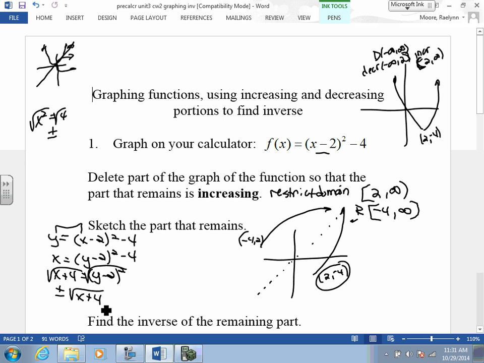This is almost like how you branch a circle, remember? Okay, now all we need to do is move x to the other side. So plus or minus the square root of x plus 4, plus 2 equals y. We're going to take your y and we're going to put f to the -1. I'll rewrite it up here.